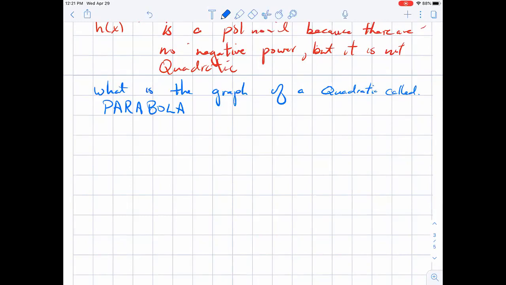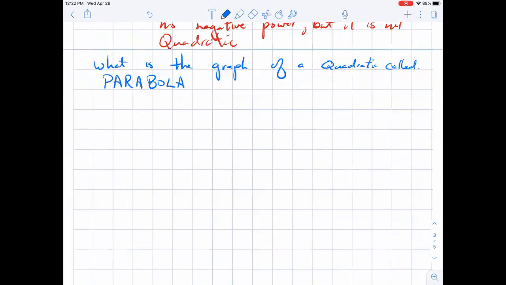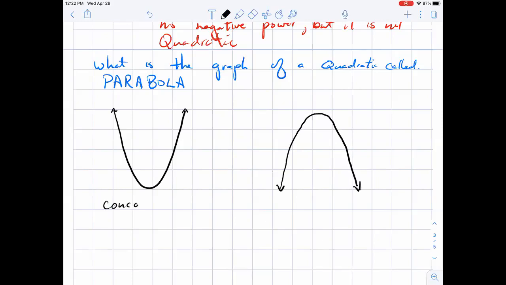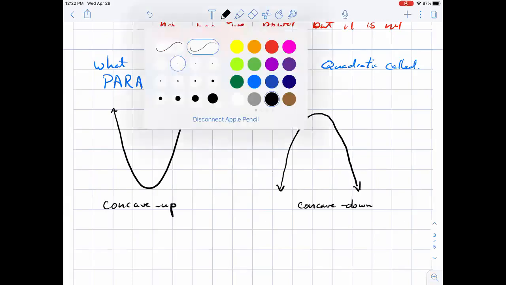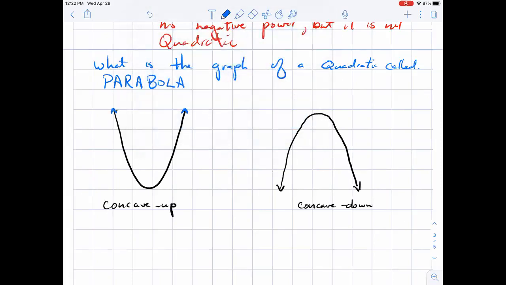So the graph of a quadratic is called a parabola, and there are two types of parabola. There's this one here. And then there's this one here. It's not a V, okay? This is called concave up parabola, and this one is called concave down. It's called concave up when the arrows are pointing up, also when the coefficient A is greater than 0. It's called concave down when the arrows are pointing down, and this is the case when A is less than 0.